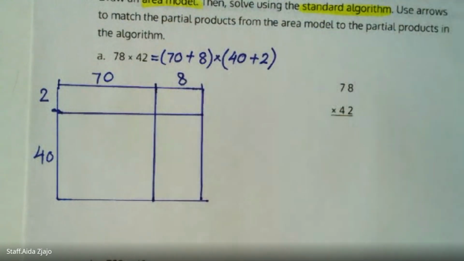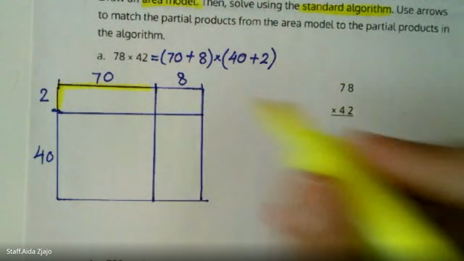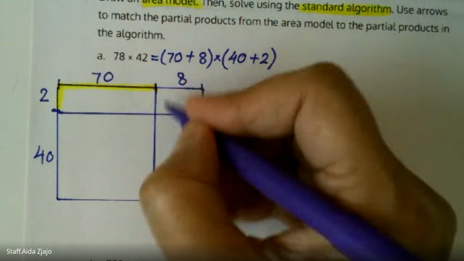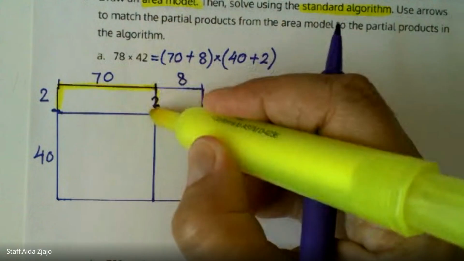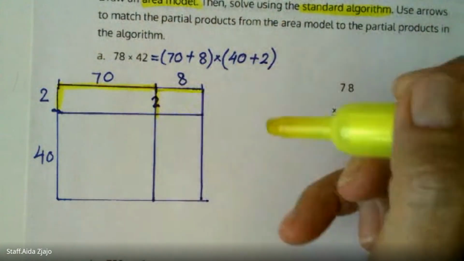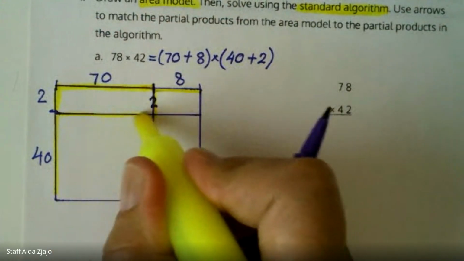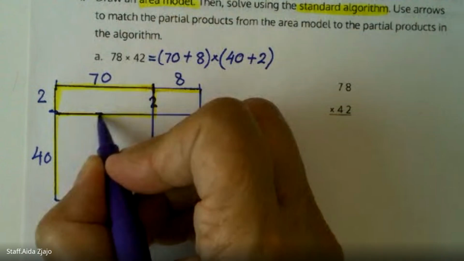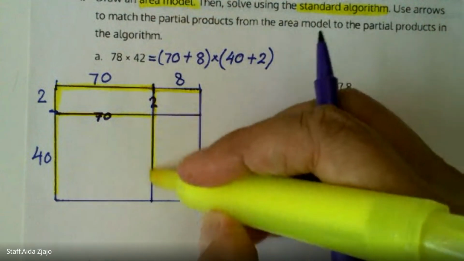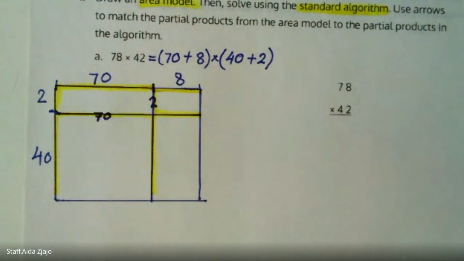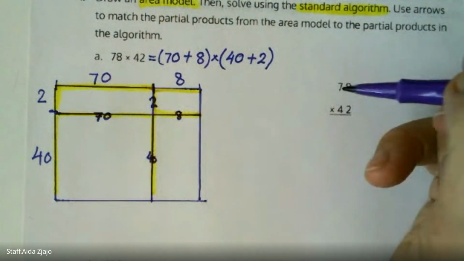So this one is 2 by 70. Okay, and this one here is also 2 by 8. So 2 by 8. Okay, this one would be 40 by 70. So 40 times 70. And then this one is also 40 by 8. So 40 by 8. So now let's do it.